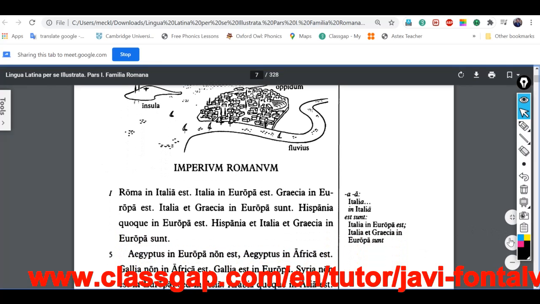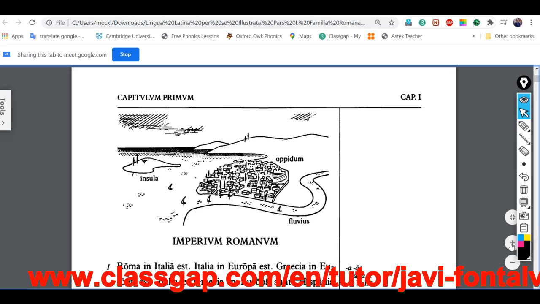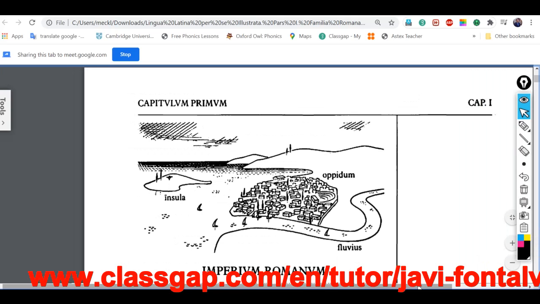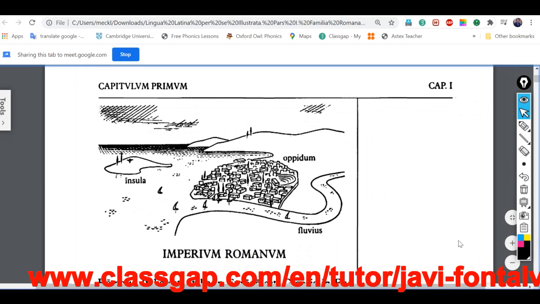Okay, let me zoom in so you can see clearly. Basically, not all of it, but a lot of the languages are based on Latin, like Spanish, French, Italian. Even English, although English is a kind of mixture between Latin, Scandinavian languages, and German.